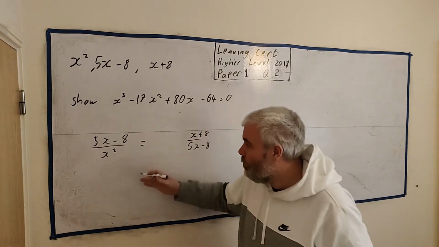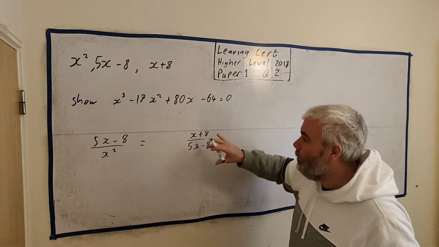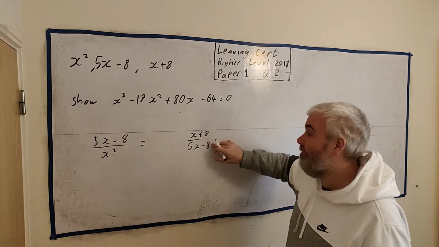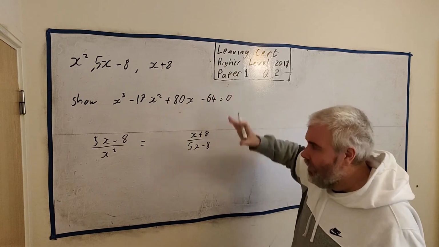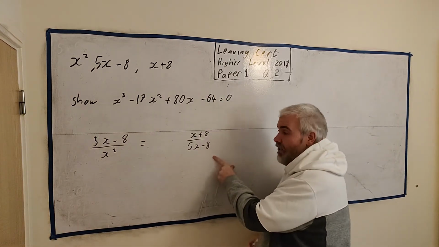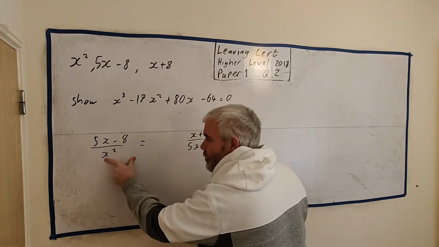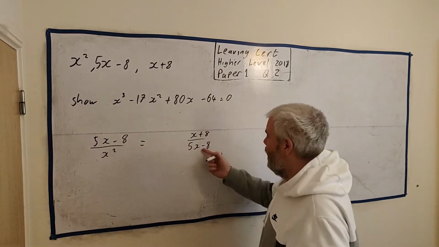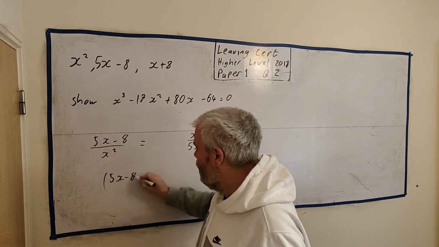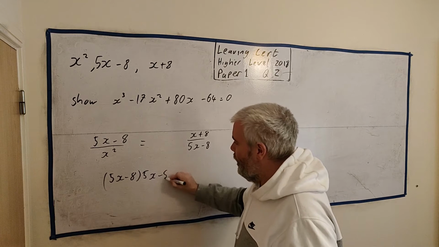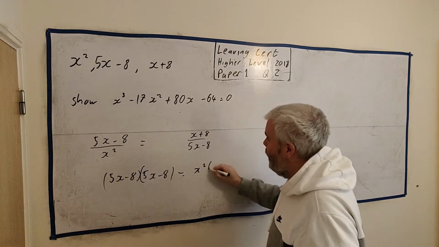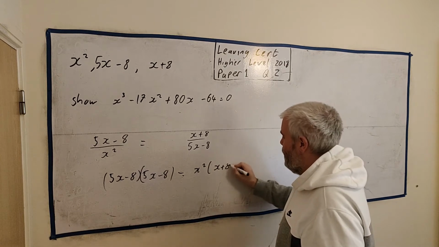There's only one unknown, so we can solve this. We will be able to find out x when we solve this. But when we're trying to solve this, it should just start looking like this. So that's what we're going to do. We're just going to multiply both sides by 5x minus 8, and then we'll multiply both sides by x squared, just to get rid of the fractions. So this coming up here will give us 5x minus 8 multiplied by 5x minus 8. And this coming up here will give us x squared multiplied by x plus 8.